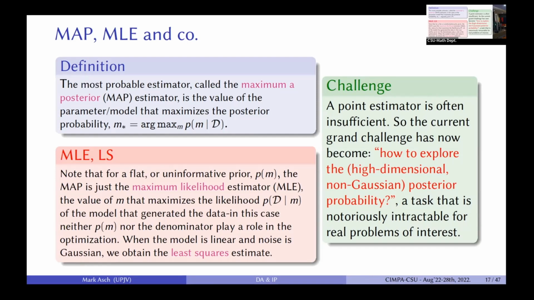Imagine we have a million-dimensional Gaussian, and because we don't know its form exactly, we need to have a discretized form. It's very, very difficult. This is notoriously intractable for real problems of interest. For academic problems in one dimension, we can always find this P(M|D), but in real problems, it turns out to be extremely problematic.